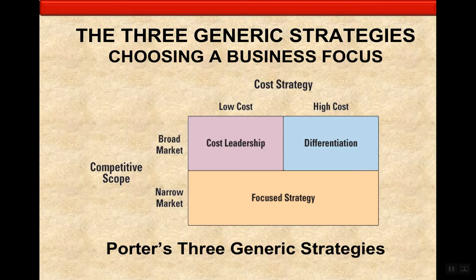And that's in a broad market. Then in a narrow market, with a more narrow focus, Porter said your strategy is to focus. What is the thing that you do best? Focus on particular areas where you have an advantage, and work to extend those advantages.